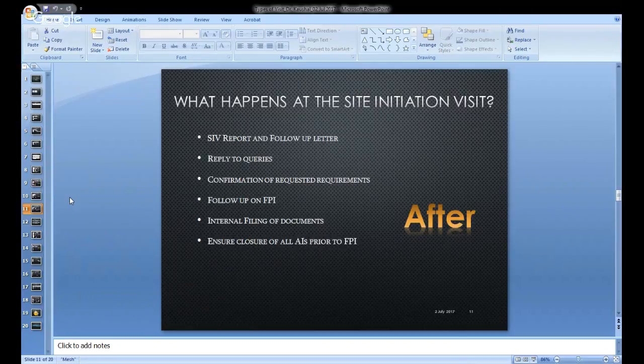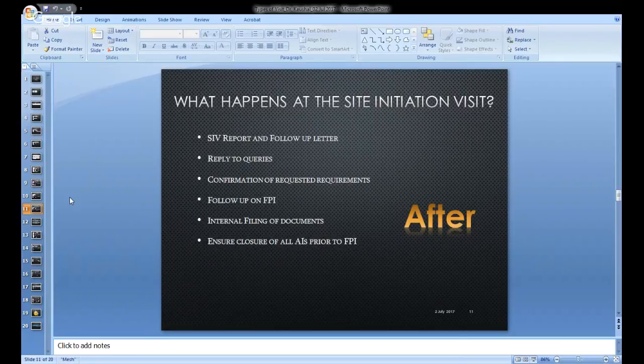Yes, the next point, follow up on FPI, because once the site is initiated, every sponsor, every CRO will expect the first patient to be screened within a week's time, because the site is just trained, ensured that everything is there, and site is ready. So now the trainings are also done, and site is good to start with the screening. So the first patient screening is expected within a week, and your first patient enrollment after the screening results are available.